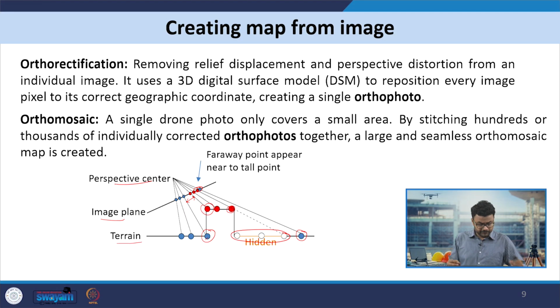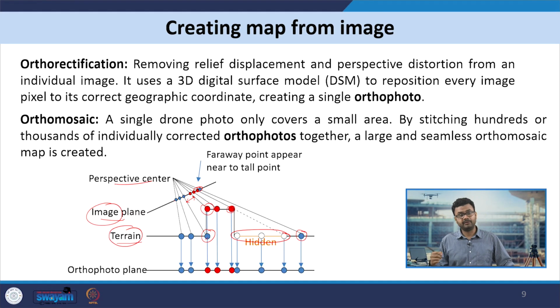So, assuming we have the image and the terrain, then based on the terrain, every image can be reprojected back onto a flat 2D surface, and this repositioning of every image pixel to its correct geographic coordinate is known as orthorectification, and this leads to an orthophoto. Because a single drone photo only covers a small area, by stitching hundreds or thousands of individually corrected orthophotos together, a large and seamless orthomosaic map is created.